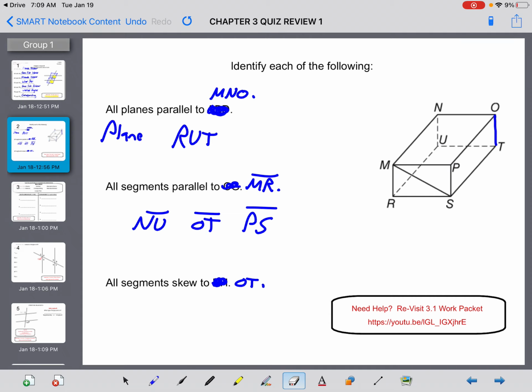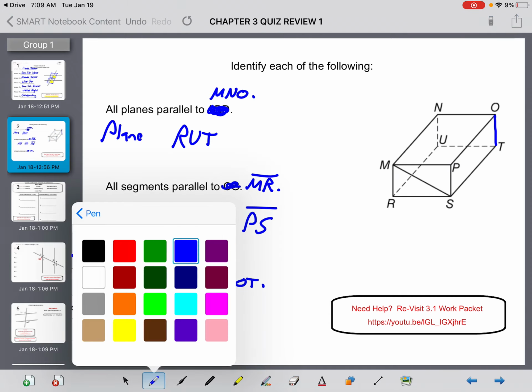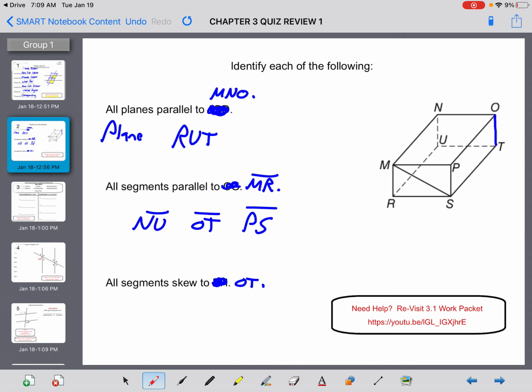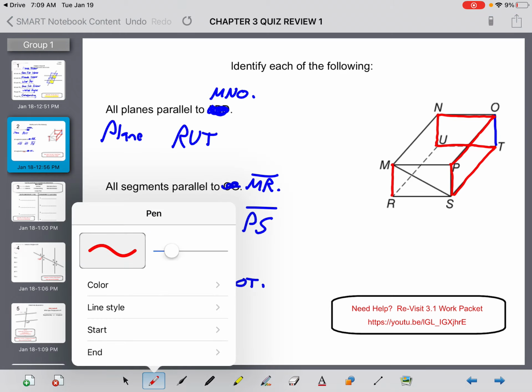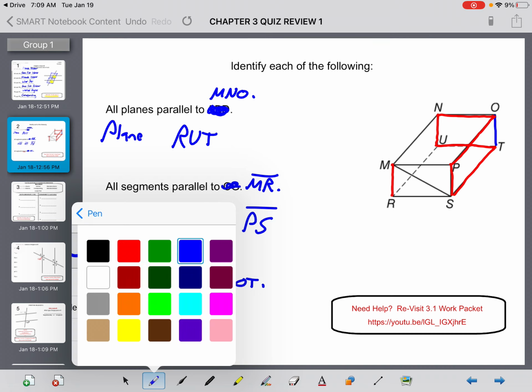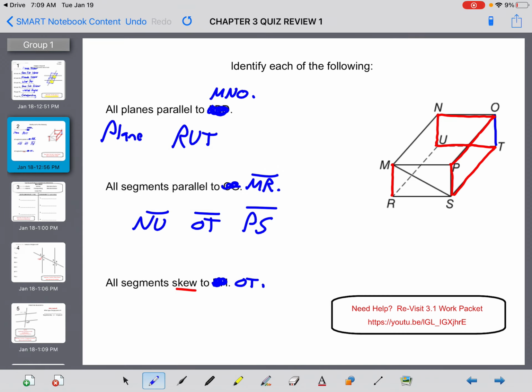All segments skew to OT. So let's color the ones in red that it cannot be. Skew means that it cannot be on the same plane. So line NO, NU, and UT are out. Line OP, PS, and ST are also out. Skew also means that it cannot be parallel. So MR is out, which leaves all of the lines that are not red as our skew segments.